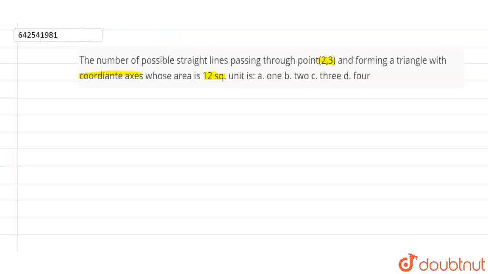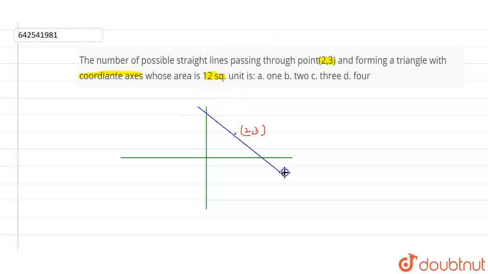So first I'll make the coordinate axes, like this one. And then we have a point somewhere like this, (2, 3). There's a line passing through this point that cuts the x and y axes. So at the y-intercept and at the x-intercept, this line is cutting the x and y axes.